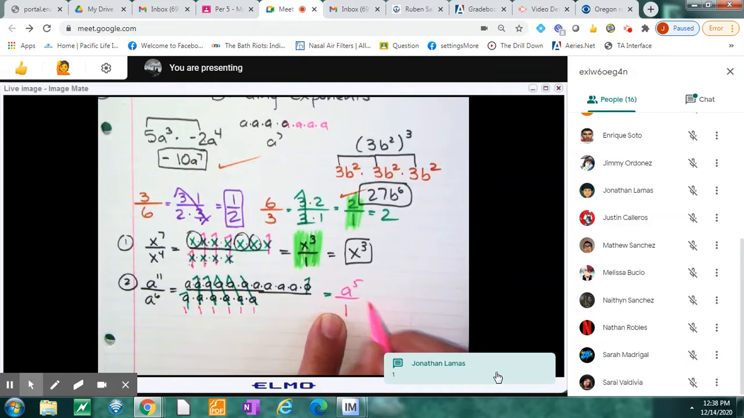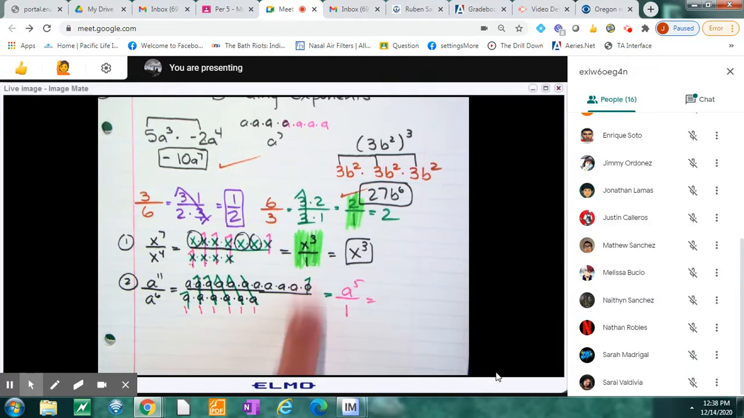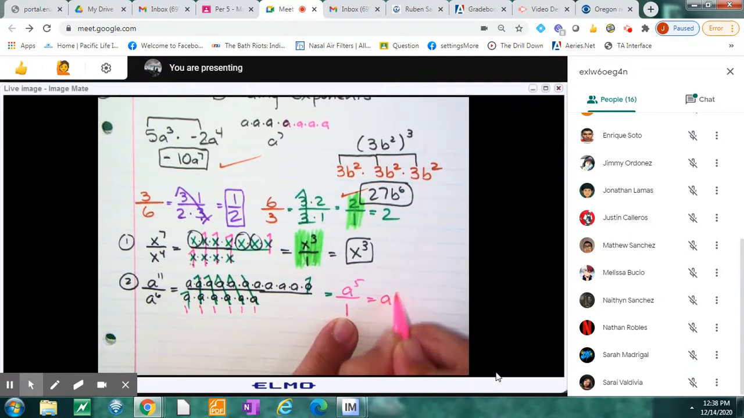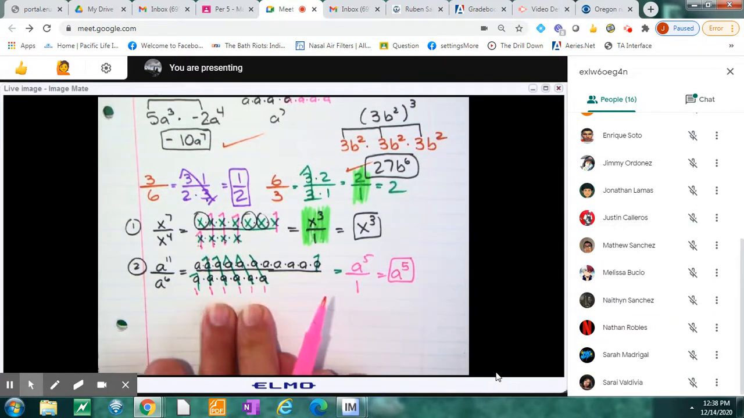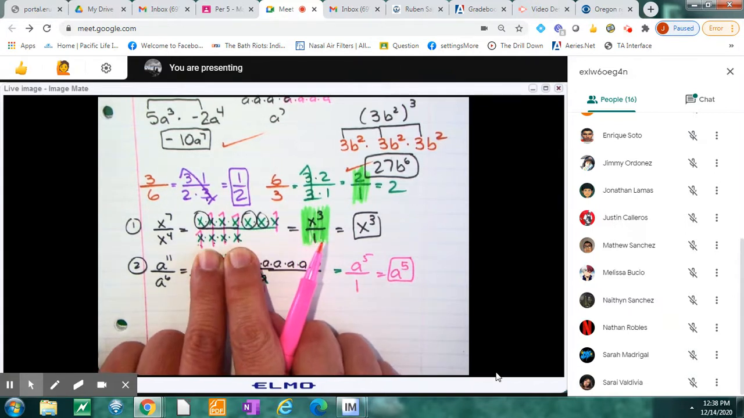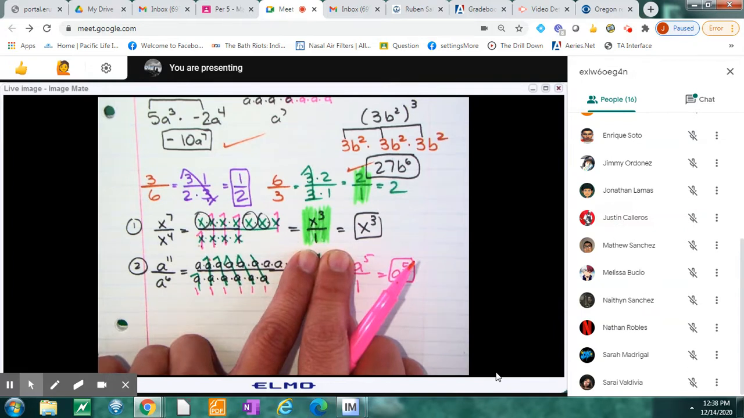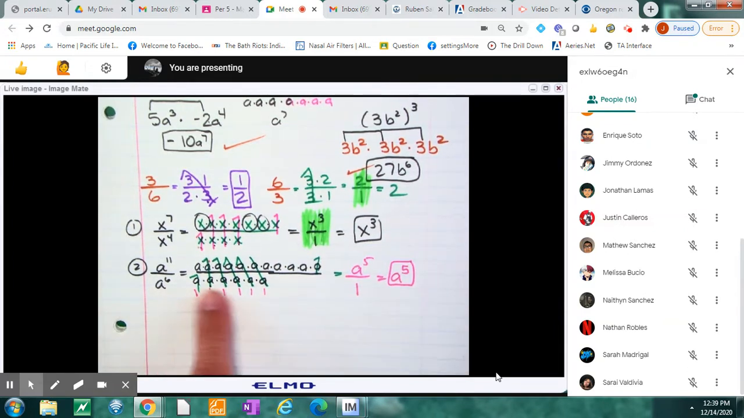See? Now, what's a to the 5th over 1? Remember, when there's a 1 on the bottom like this one, it smashes it. So now my answer is a to the power of 5. Okay? So look at the pattern, guys. Notice how on the bottom, when they're gone, it's not 0, it's 1. When you eliminate them, it's 1.